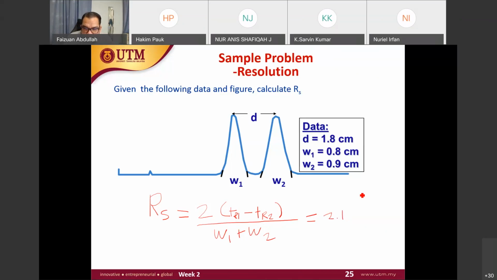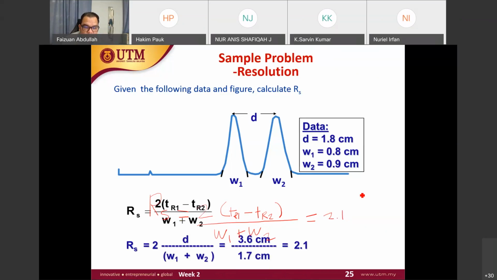So that is how to calculate RS. All right, RS larger than 1.5 means that the components are well separated. Remember, RS more than 1.5 means that they are well separated.